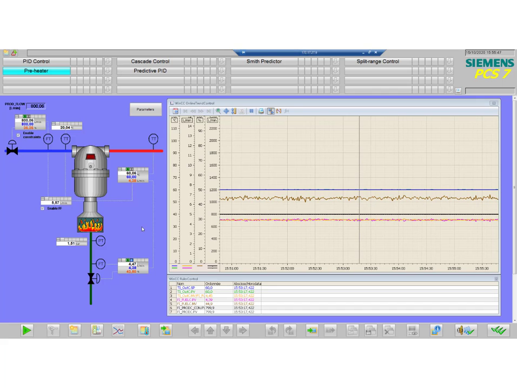Here we have returned to the original situation with a product flow of 800 liters per minute, and we're now going to do the test without feed forward. But before we do that, you can see here that the feed forward is asking for 5.6 liters per minute of fuel, and there is a correction by the controller.